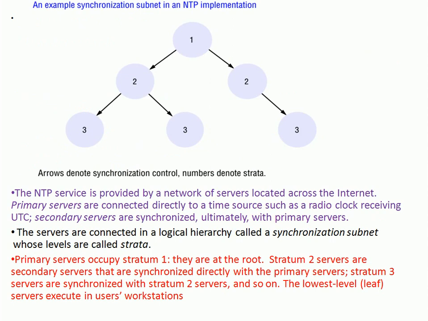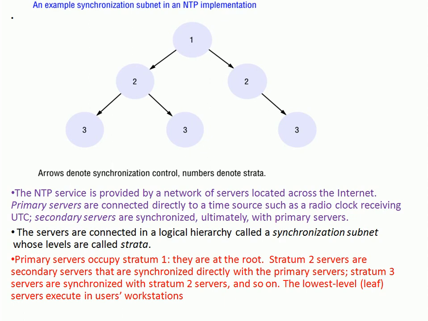Next we will move to the diagram. An example synchronization subnet in an NTP implementation. Here 1, 2 and 3 are the hierarchical servers that are maintained. One represents the higher level servers, two represents the middle one, three represents the servers or nodes with the clients associated with the servers, right? The higher level servers are attached to UTC, or say the international timing which is maintained.